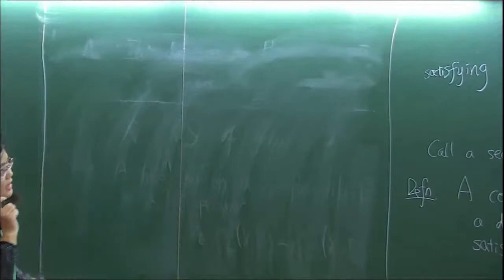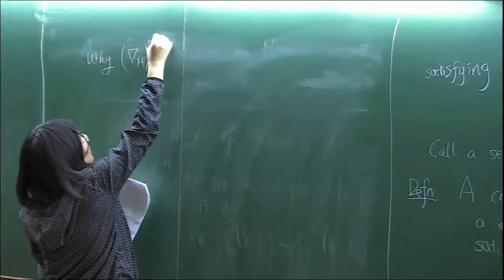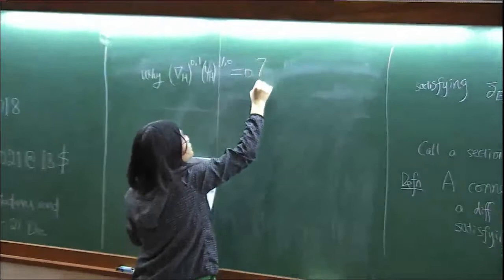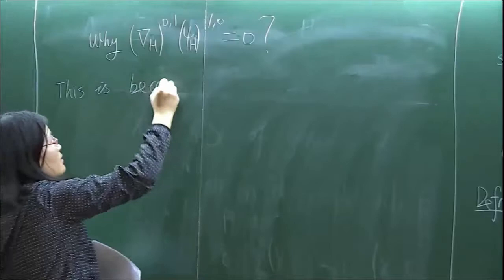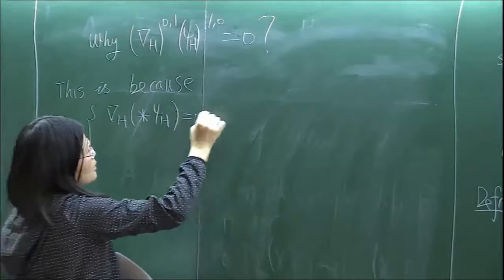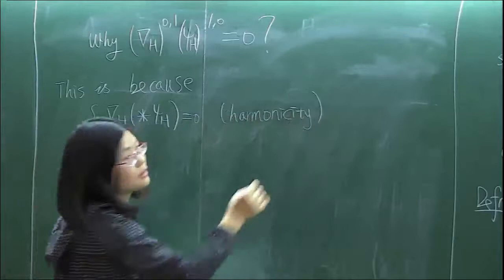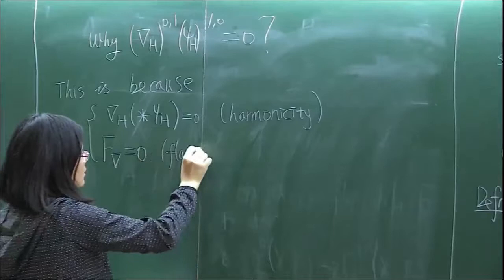So let's just check a little bit why the 0-1 part of psi H, the 1-0 part, equals 0. This is because we have two equations. The first equation is the harmonic property. This is the harmonicity. And the second property is the curvature of Laplace equal to 0. This is the flatness. And this is the second equation.